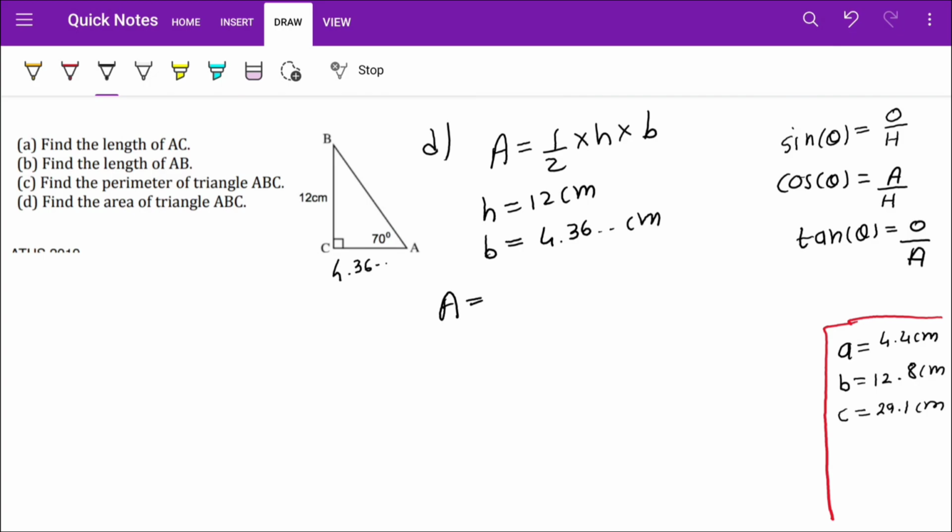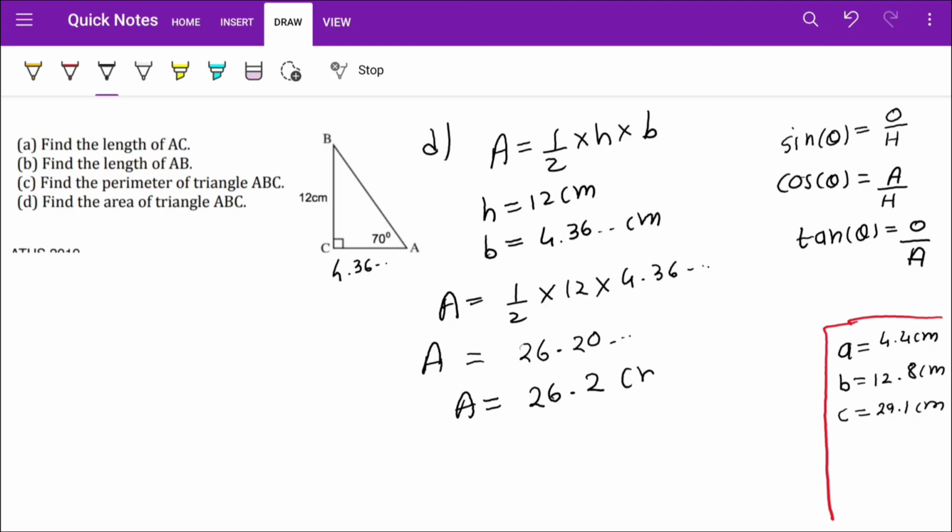So area is equal to half times height, which is 12, times base, which is 4.36 continues. If you plug this in your calculator, it will give you 26.20 continues. So we'll round it to one decimal place. So we get area is equal to 26.2 centimeters squared rounded to one decimal place. And that is the answer.